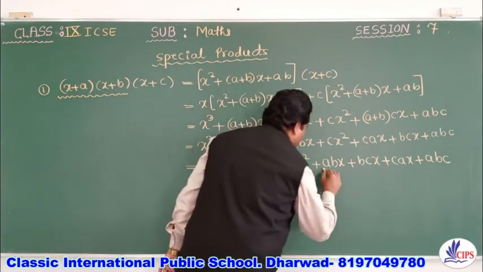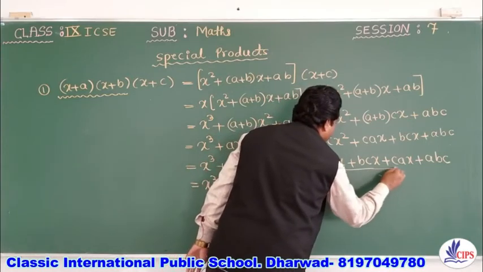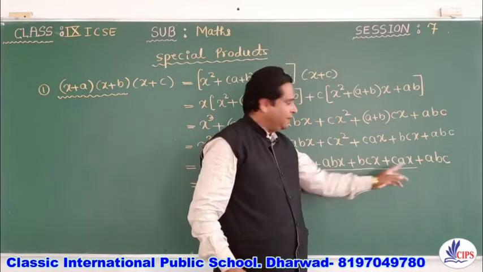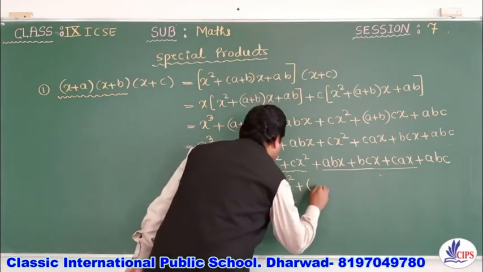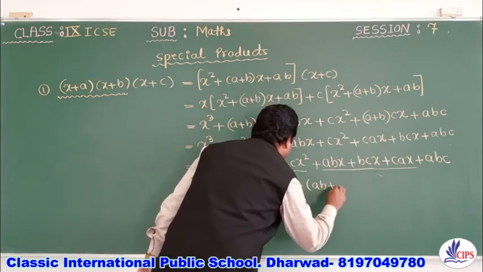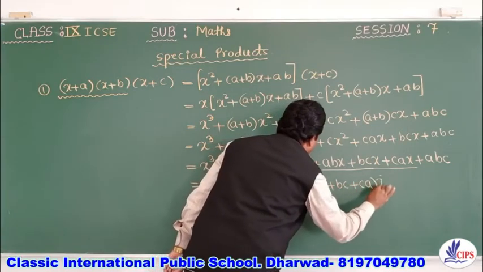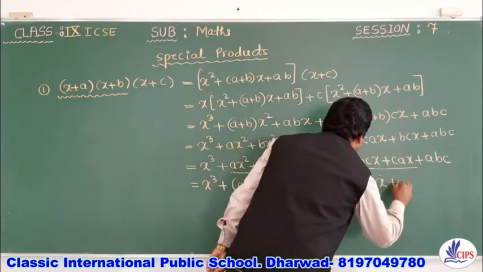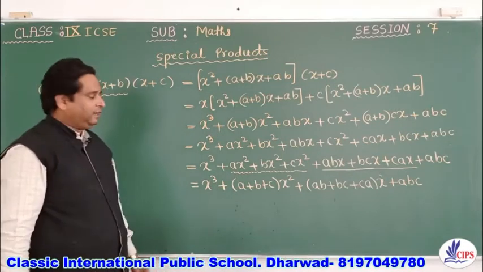Here in this abx, bcx, cax, x is common. If I take x common outside, you will get (ab + bc + ca) into x, right? Then plus abc. This is the special product here.